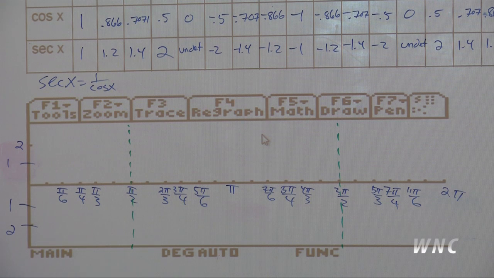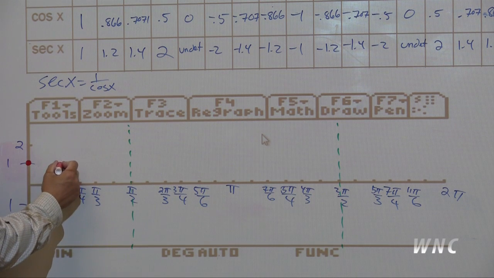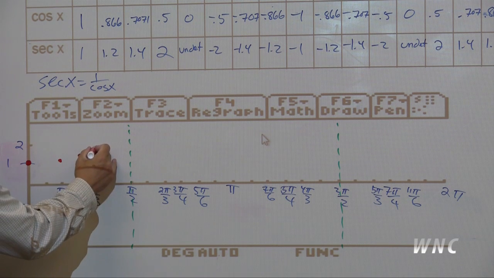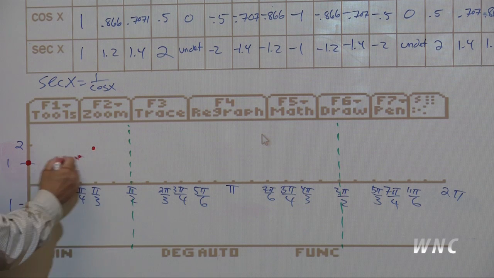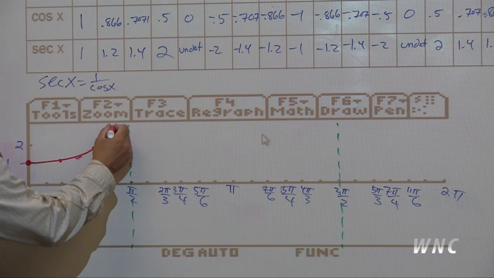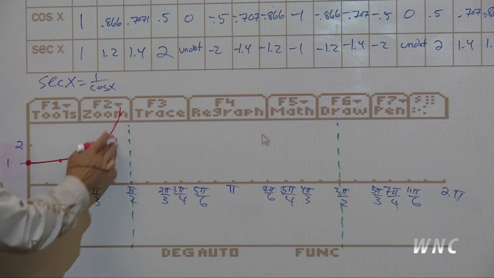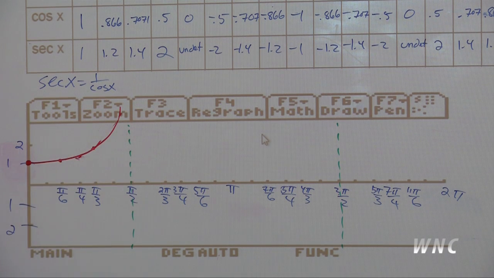Okay, let's start off. We start at 1, then 1.2, 1.4, that's at 2. So it's doing this type of thing. It's going up towards that asymptote. Vertical asymptote. It's not going to touch that line. It's going to approach it.